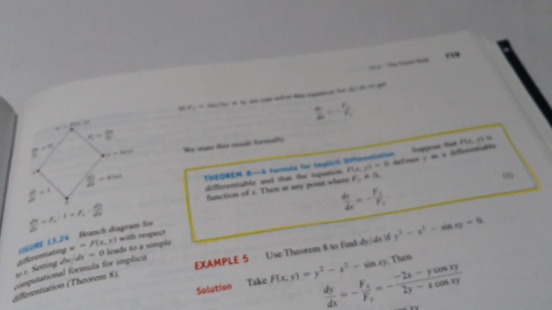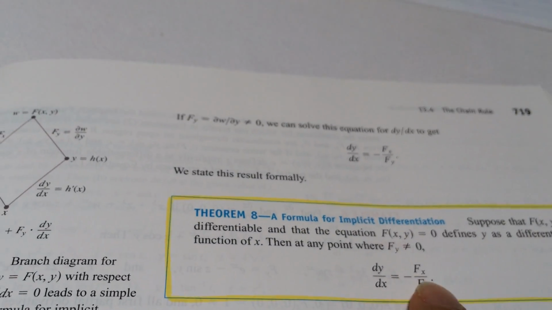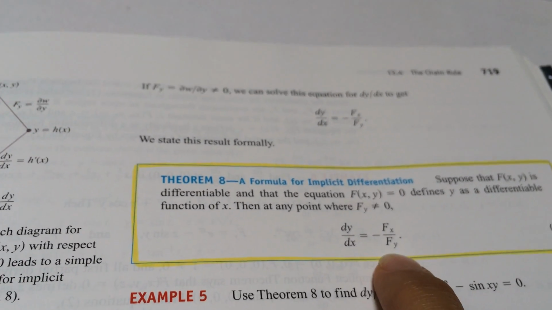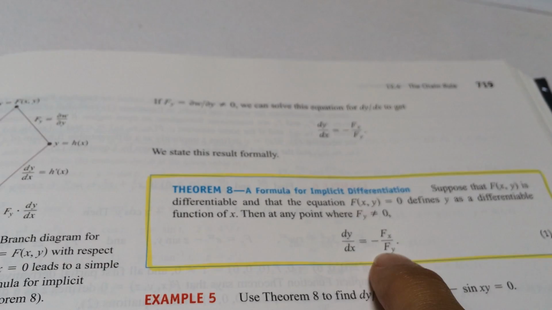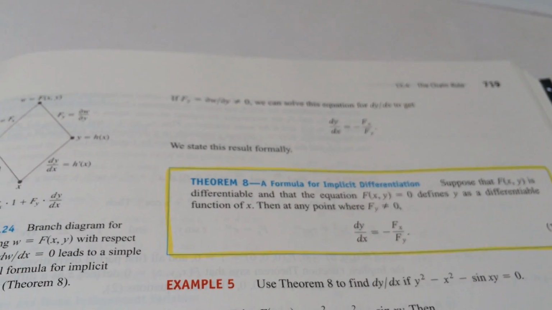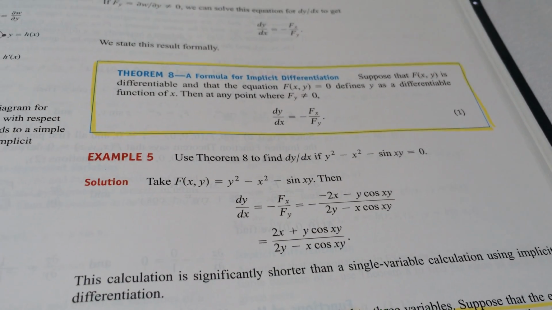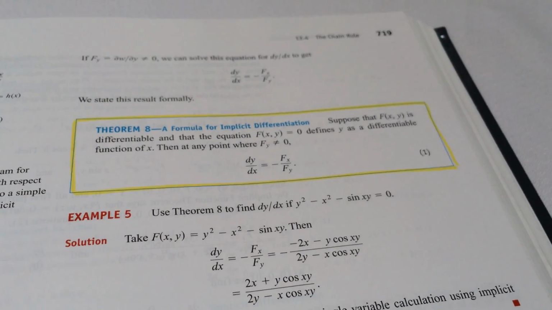But anyway, if that capital F is equal to 0, then this would be the partial derivative with respect to x. This would be the partial derivative with respect to y. And you just stack them on top of each other like this and put a negative out front. That's it. Super easy. So they have example 5 here you can look at, see very little work. It's much easier than doing it the Calculus way.